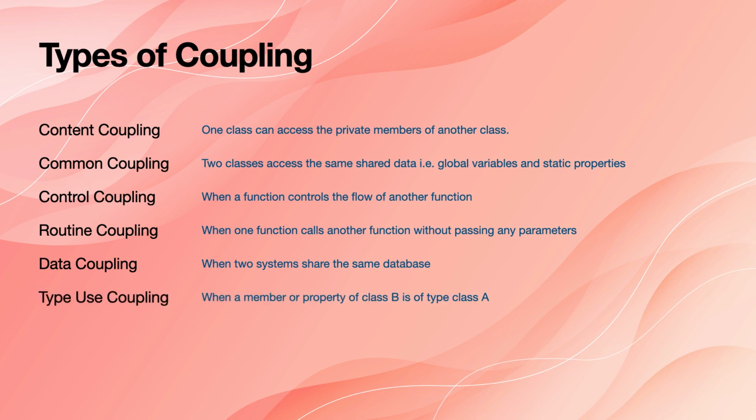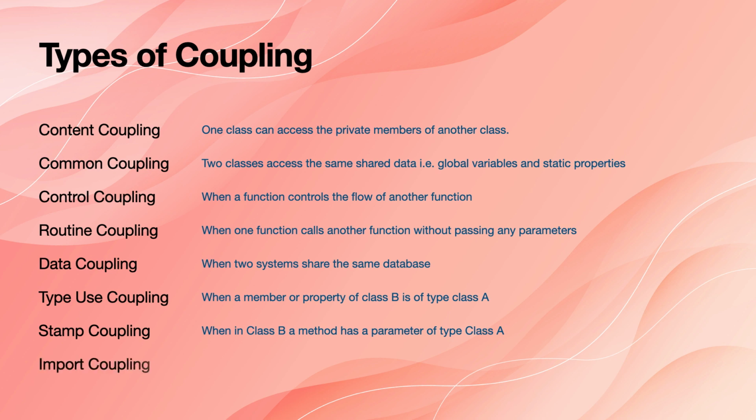Type use coupling is when a member or property of class B is of type class A. And stamp coupling is similar to type use coupling, but then in class B there is a method, and that method has a parameter of type class A. So if you want to replace class A with something else, you will have to change that method signature in class B. Import coupling is when a library is imported into another program.